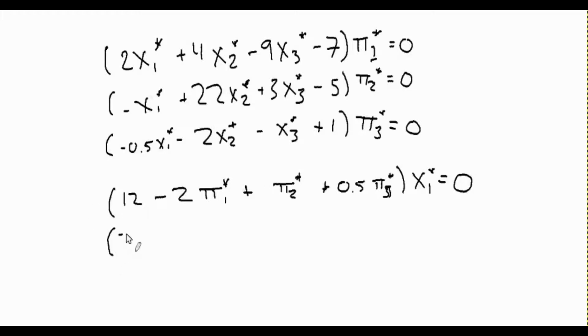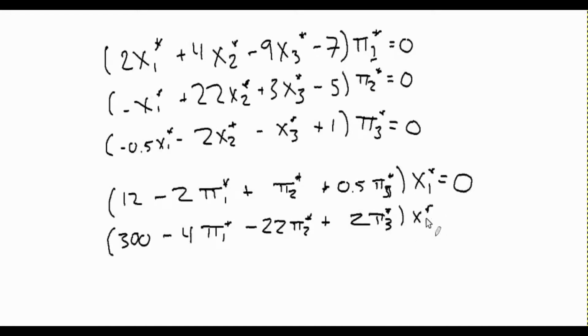And then we have c sub 2, that's 300 minus (4 pi star 1 minus 22 pi star 2 plus 2 pi star 3) times x star 2 is equal to 0.